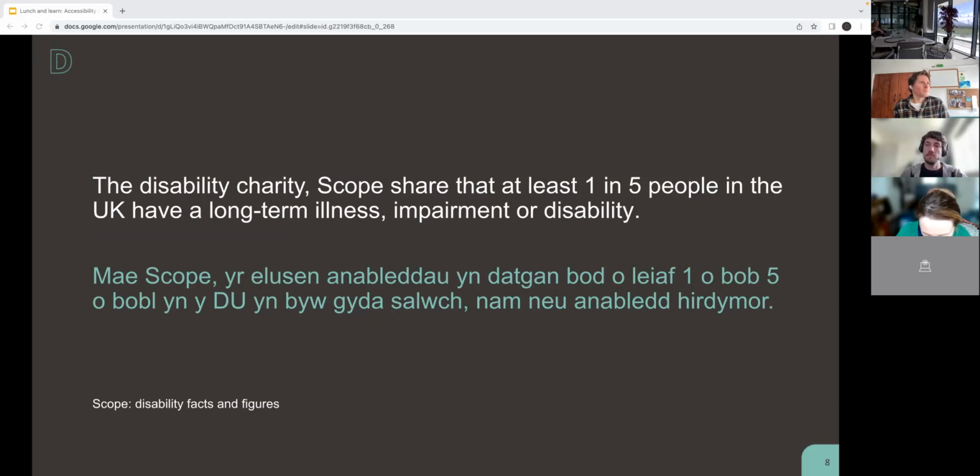So the disability charity Scope shares that at least 1 in 5 people in the UK have a long-term illness, impairment or disability. So that could be any one of those different types of needs that those people are experiencing. And they will all have unique and different ways of interacting with our services and completing the end-to-end service experience.